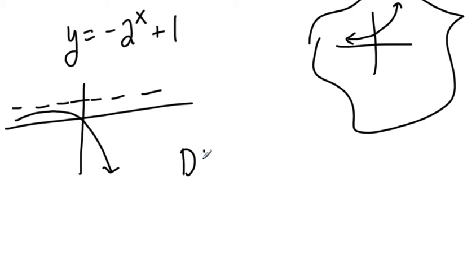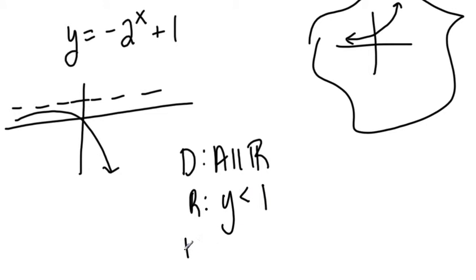What's the domain? All real. What's the range? Nope. Y is what? Less than 1. I can't hear. There's too much wrestling going on. What's the horizontal asymptote? Y equals 1. Because it's this horizontal line right there. Are you with me?